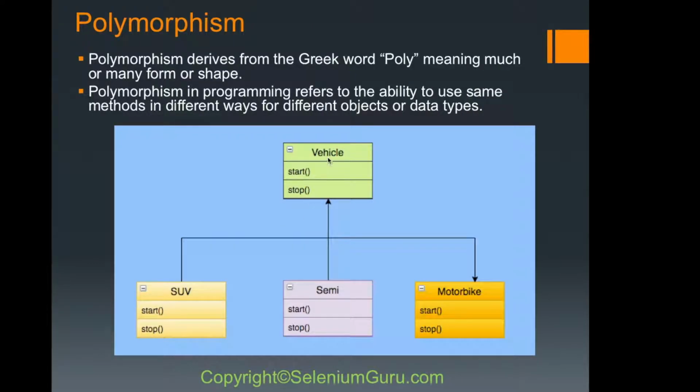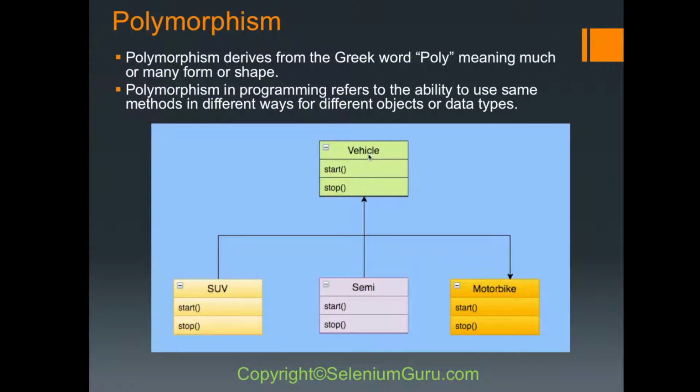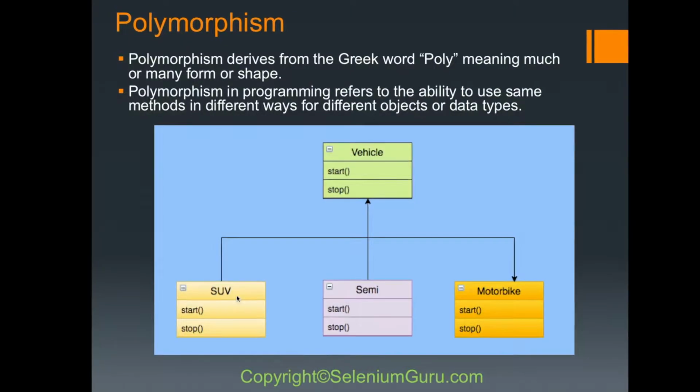For instance, I've got this vehicle parent class here. That's also a view of inheritance. You can see here, I've got this vehicle class. It has start and stop. Now, SUV, semi, and motorbike are the child classes of vehicle, right? They also have the start and stop. All these classes have start and stop. However, they operate differently than vehicle, right?